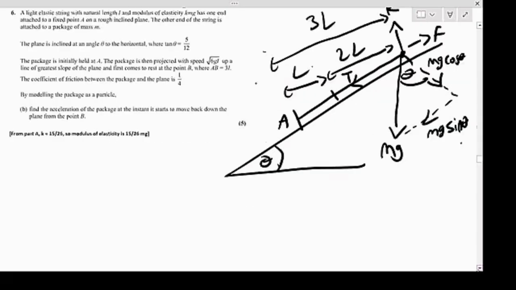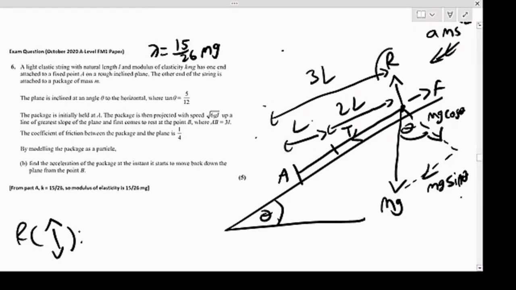So let's proceed with resolving. Firstly, let's resolve perpendicular in this direction. So therefore I can deduce that the reaction force R is going to equal mg cos theta acting the other way.